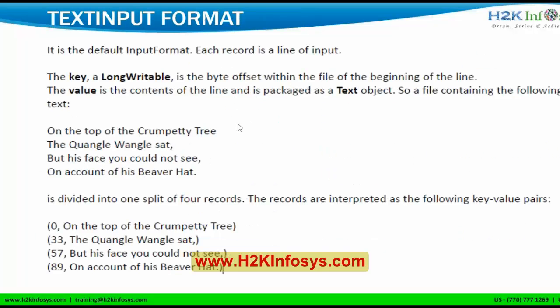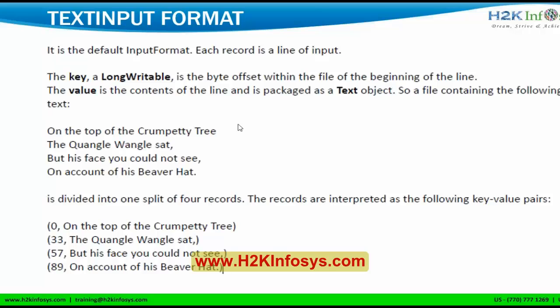So if you see the text input format, if you have the text in this form: on the top of the crumpety tree, the quangle wangle sat, but his face you could not see on account of his beaver hat. If this is the record I got in my input split, it will be taken as one single split and divided into 4 records. The 4 records will be divided only with the byte offset itself.